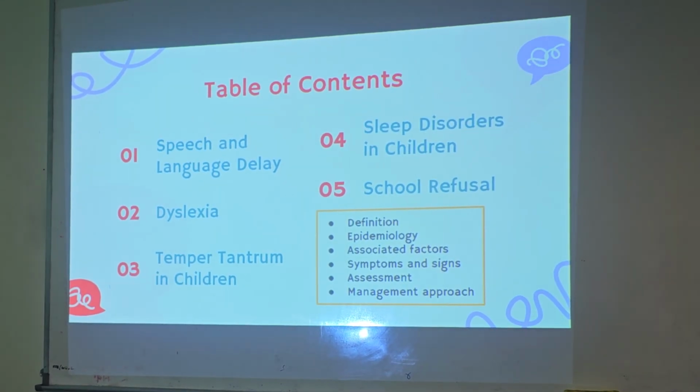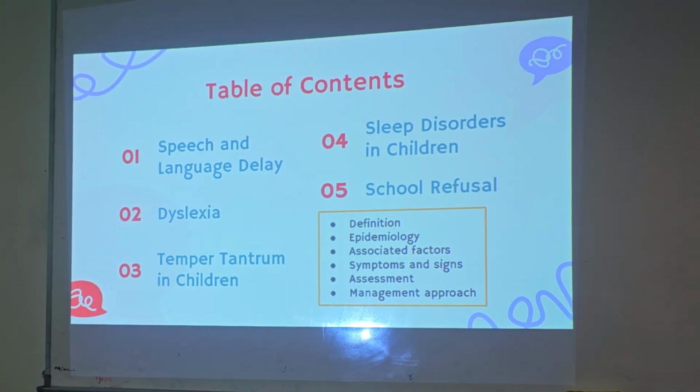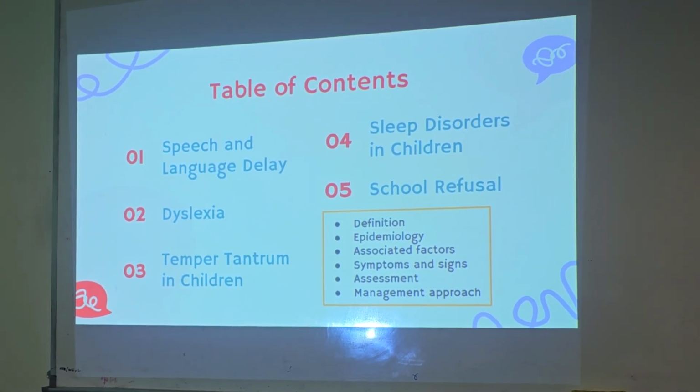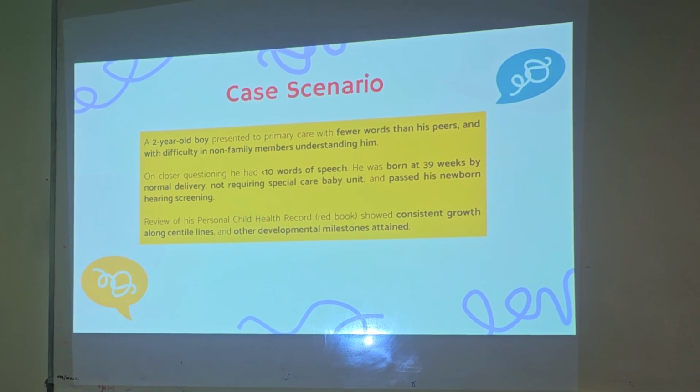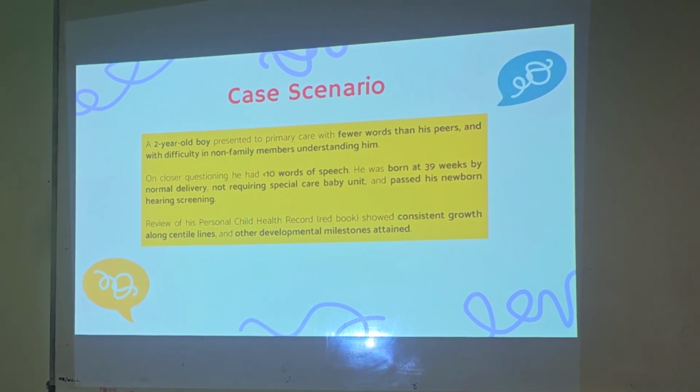So here is a table of contents that we'll be going through today, and without any further ado, let's start off by looking at the first condition. I would like to first start off with a case scenario.